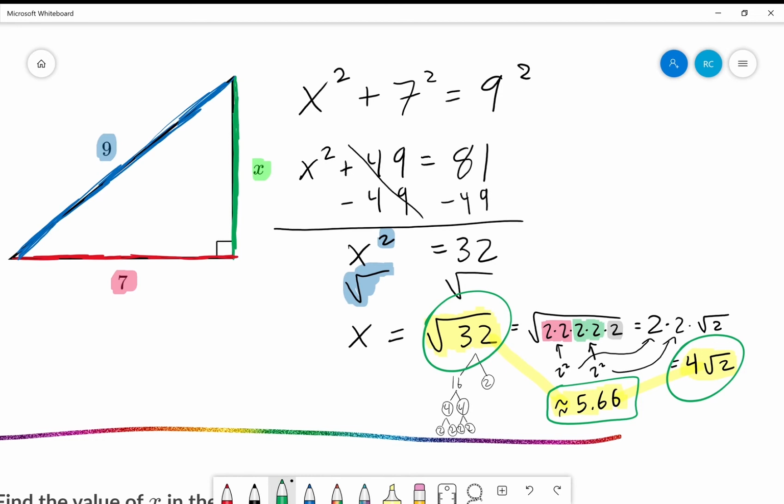Now, for those of you who are still having a hard time simplifying square roots, I will go ahead and link a video right here, right now, that will give you some extra practice working on simplifying radicals. Let's move on.